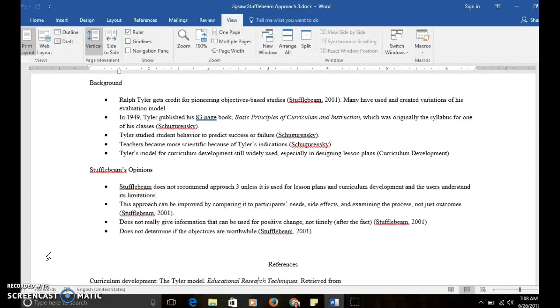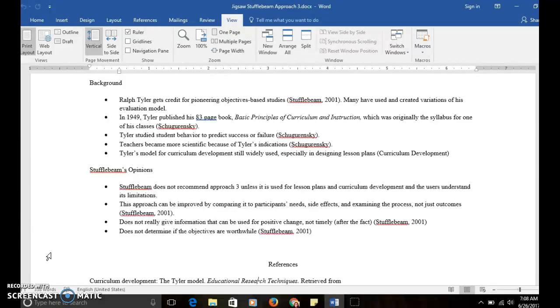It can be improved by comparing it with the participants' needs, the side effects, and examining the process, not just the outcomes. So kind of extending it beyond just focusing on objectives. It doesn't give information that can be used for positive change. It's not timely. It's kind of after the fact. It's after the students have already finished their writing that you look at it to see if they're meeting that objective. It's not while they're doing the writing.